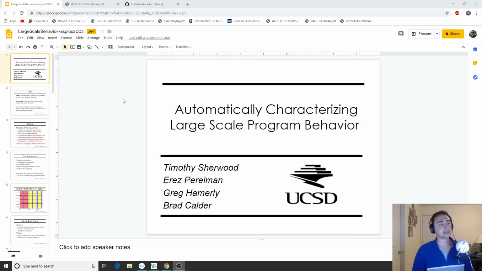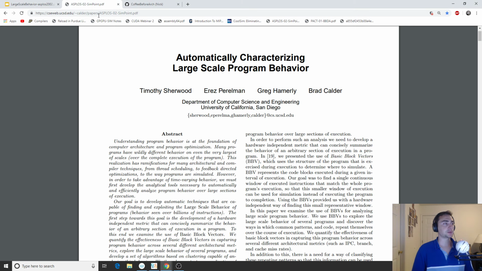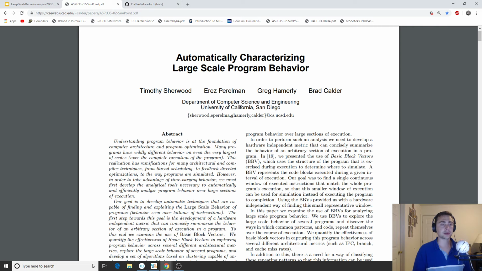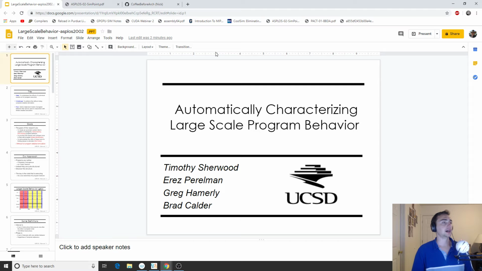After a long hiatus, we're back talking about a very influential paper from the early 2000s called Automatically Characterizing Large-Scale Program Behavior. This paper is from ASPLOS 2002, but it's still used and still cited to this day, so it's a very influential paper. Let's go ahead and get started talking about the main ideas.